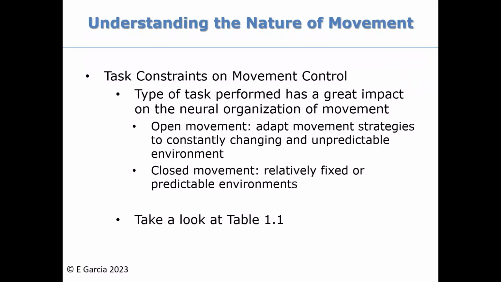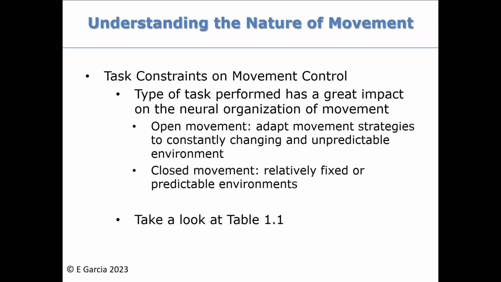Okay, so let's kick in here. Task constraints on movement. So what is a task constraint? A task constraint is an aspect of the movement that can allow you to describe it. Table 1.1 has a good description of that, but we're going to dig in as well. The type of task has a lot of impact on what parts of the brain are working as well as the peripheral nervous system.